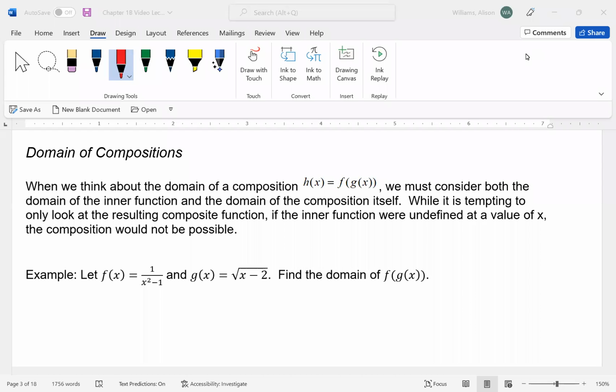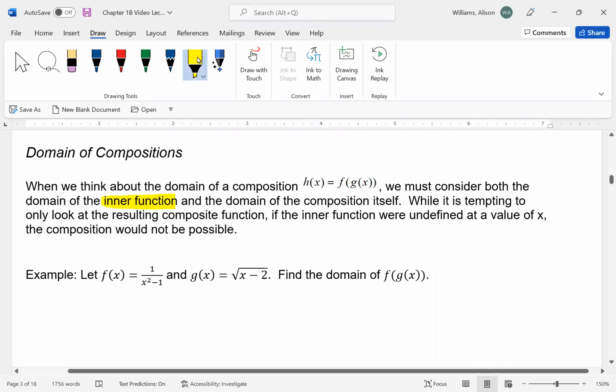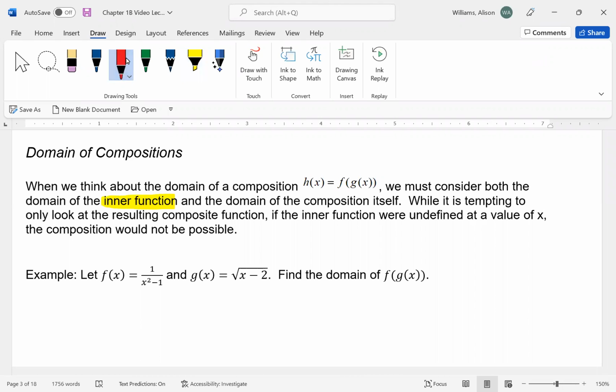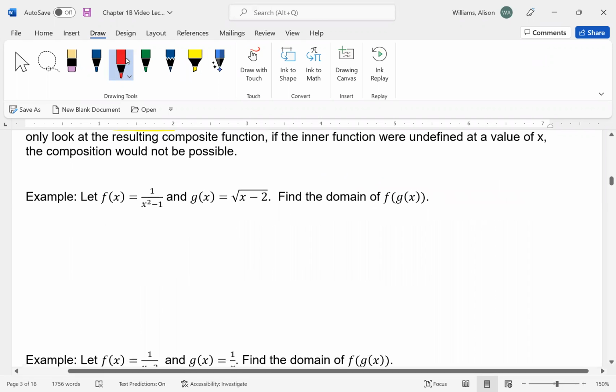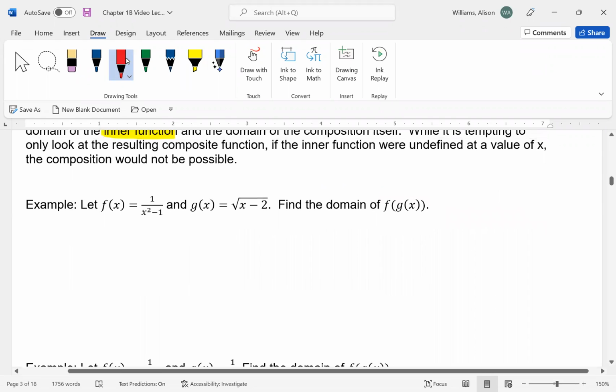In this video, we're going to talk about the domain for composition of functions. We don't just look at the result when we are looking at the domain of a composition. We actually have to consider the inner function, the one we plug into the function. So let's look at an example. In this case, we're being asked to find the domain for f of g of x.